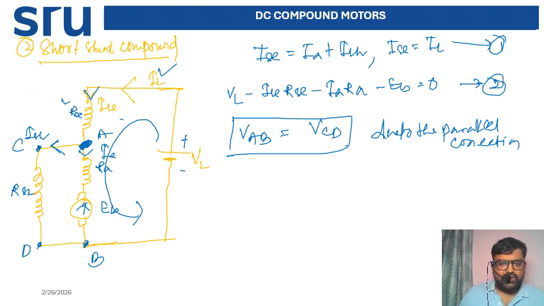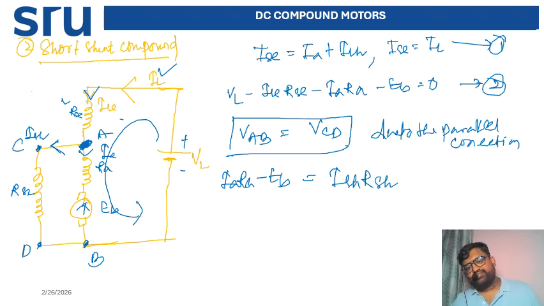Now you see VAB, what is the voltage? Can I write here, VAB is nothing but IA RA minus EB equal to your ISH into RSH, right? So it is your IA RA plus EB, right?